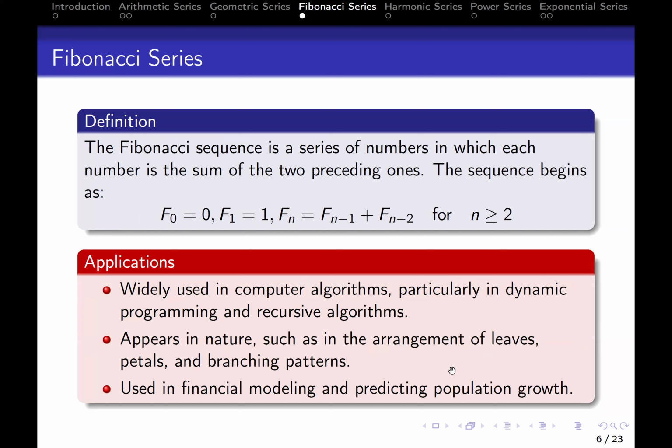So if the first number is zero and the second, you need two starting numbers, zero and one, and every other number you get after that will be the addition of the previous two. So zero plus one, one; one plus one, two; one plus two, three; two plus three, five; three plus five, eight, and so on and so forth.